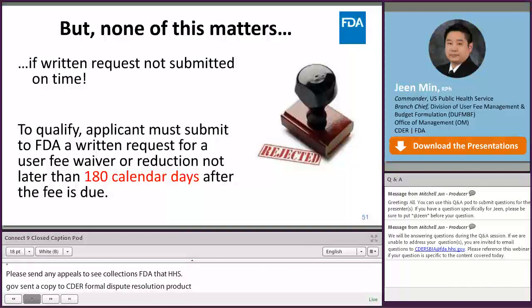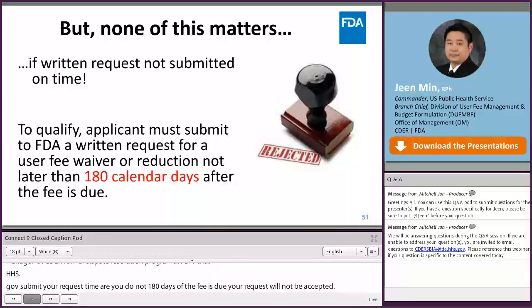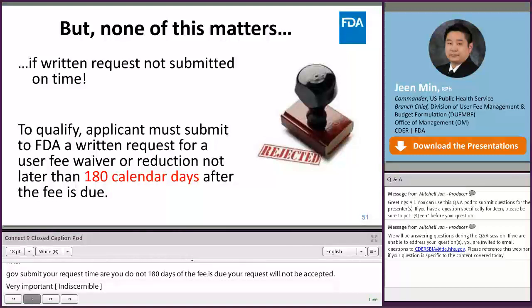One thing I do want to mention is that you must submit your request to us, and there is a time bar. If you do not submit your request within 180 days of when the fee is due, your request will not be accepted. That is very important. I've had firms before that have submitted after the 180-day mark, and even though this is a technical administrative procedure, we cannot accept it. So please note, you have 180 days to submit your request after the fee is due.